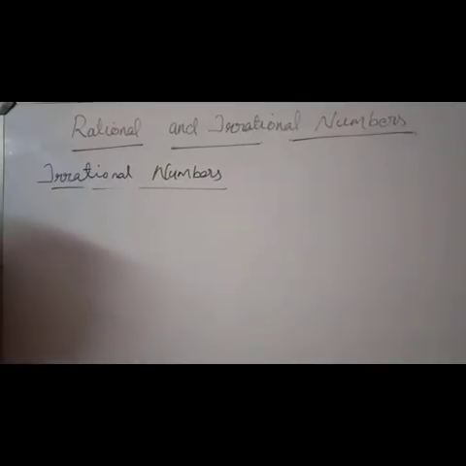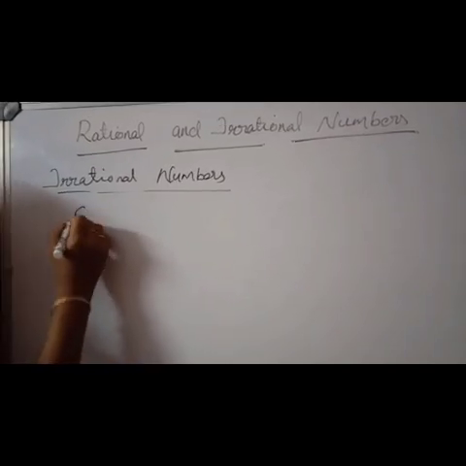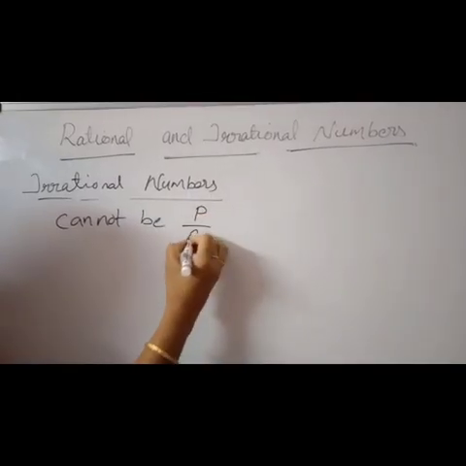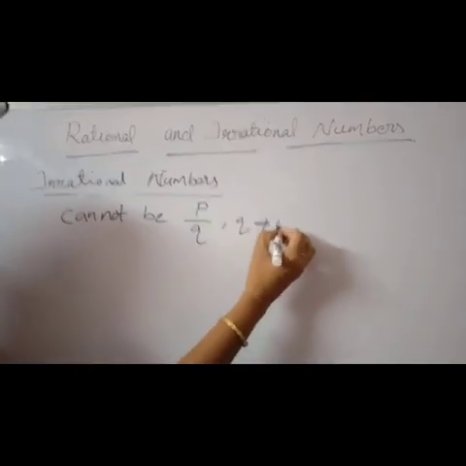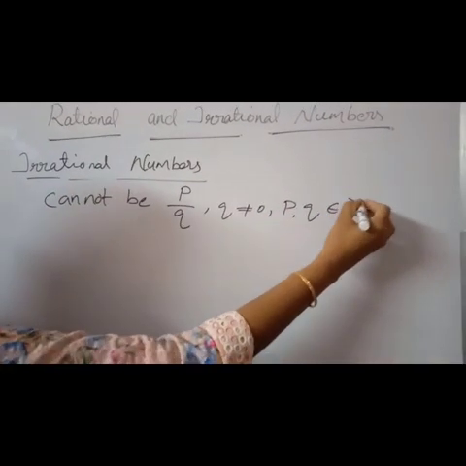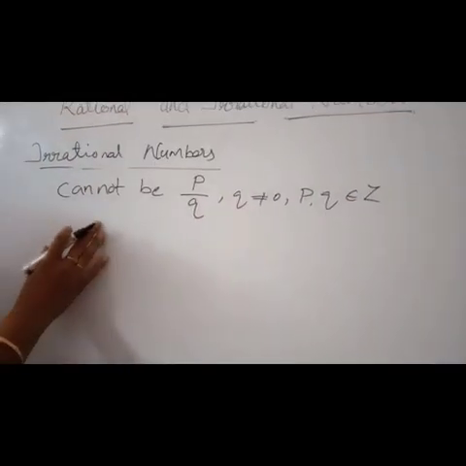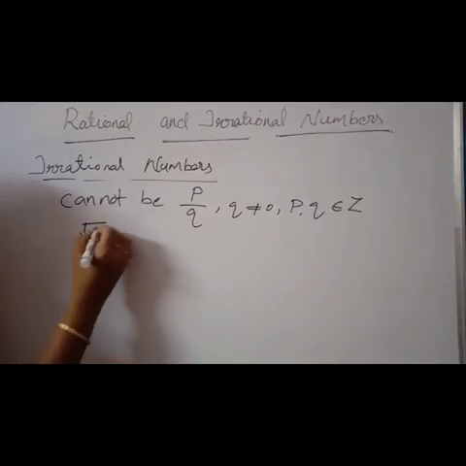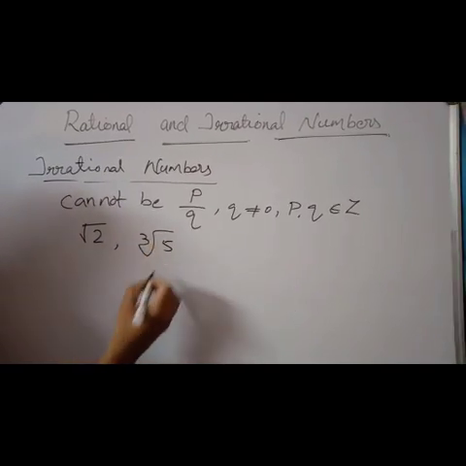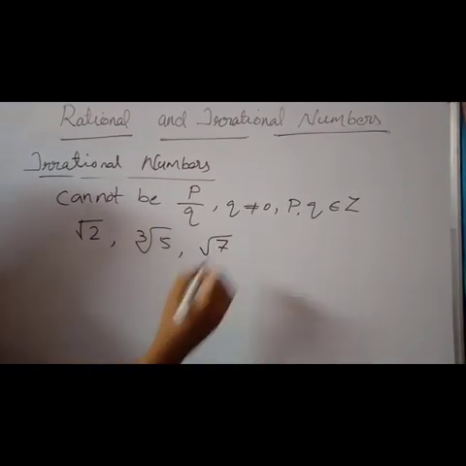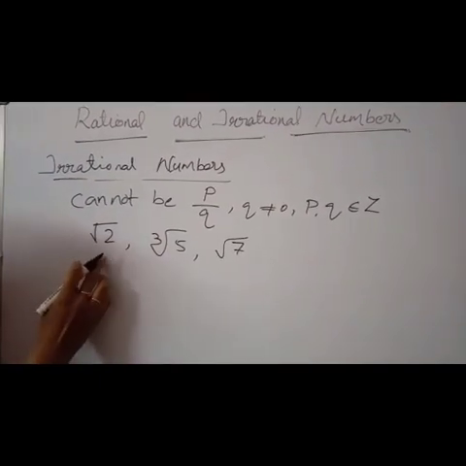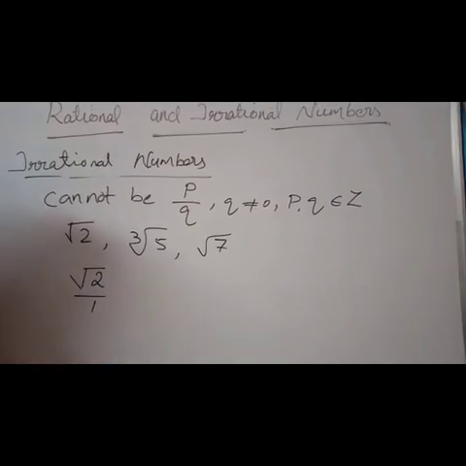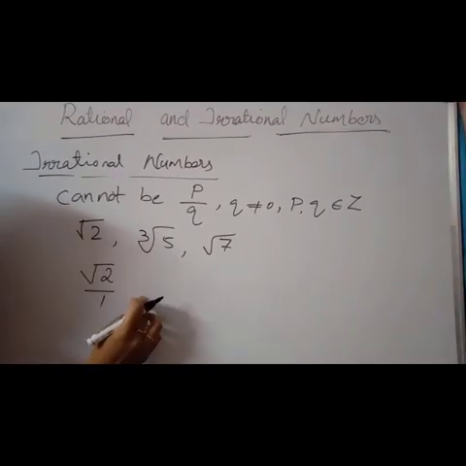So what will the numbers be called which cannot be expressed in the form p by q, where q is not equal to 0 and p, q belong to Z? Such numbers are called the set of irrational numbers. Consider the numbers square root of 2, cube root of 5 and square root of 7. How can we express the square root of 2? That can be written as square root of 2 by 1. Fine, we have expressed it in the form p by q.